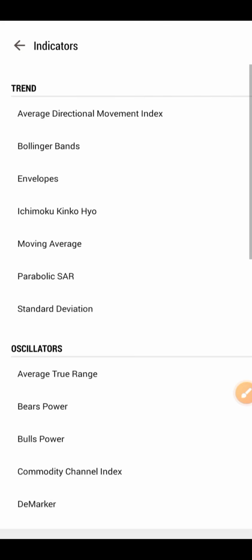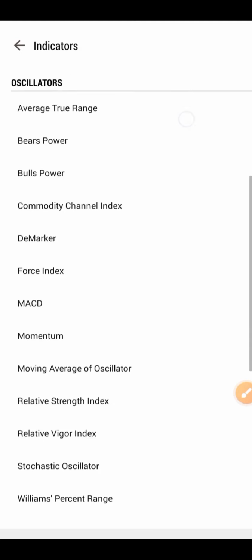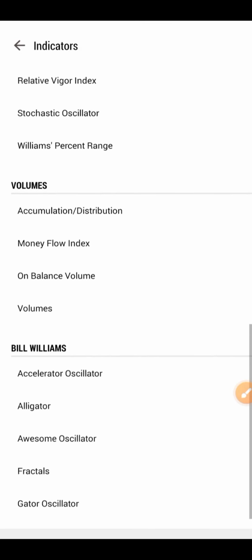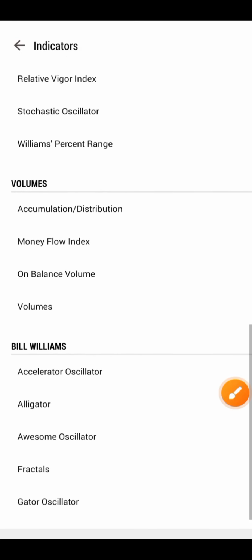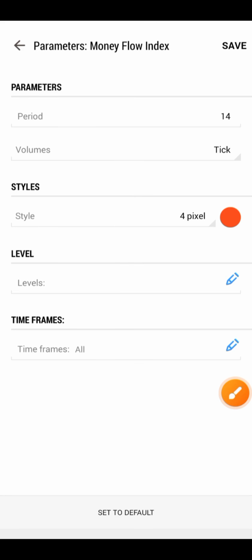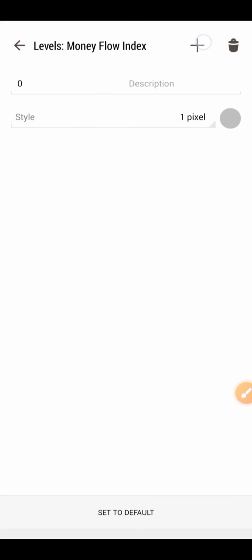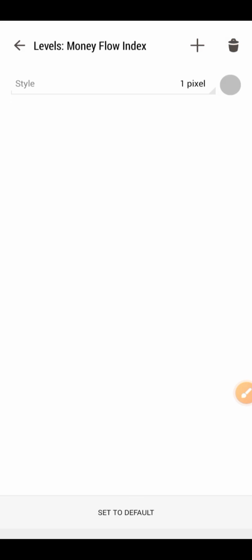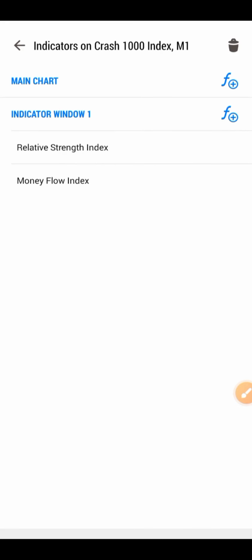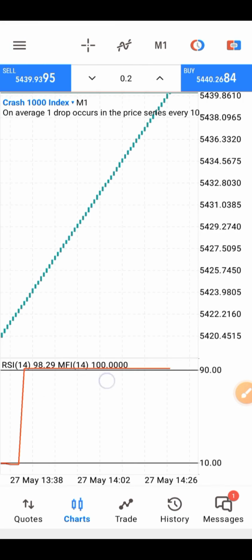So go back to the indicator window. Click on the volume, so you see the Money Flow Index here. This is the indicator here. Click on the Money Flow Index. Leave the parameters like this. Come to the level. You will have two levels here. Just click on the delete button and delete the levels. Then click on save after that. Go back to your chart. You should have something like this.